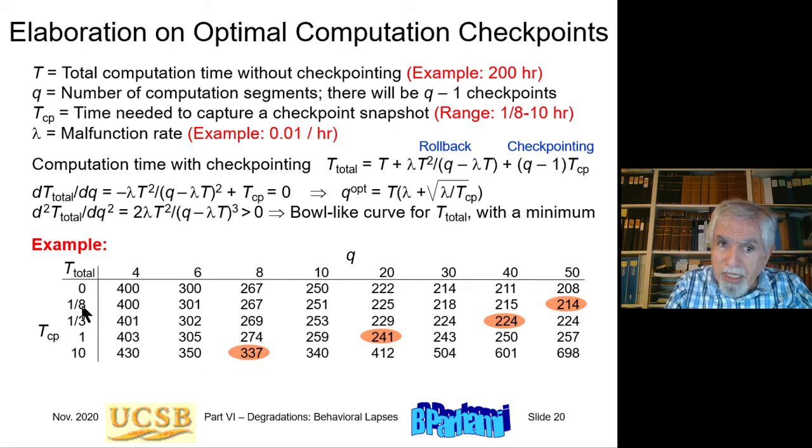So TCP 1/8 was the assumption in the previous slide. If you do, say, checkpointing overhead 1 hour, a lot more checkpointing overhead. And for different values of Q, see the total amount of time, 403 for 4 checkpoints, 305 for 6 checkpoints, so 6 is better than 4, 274 with 8, still better, 259 with 10, 241 with 20. Then it starts increasing. As I mentioned, now it's a bowl-shaped curve because the second derivative is positive.